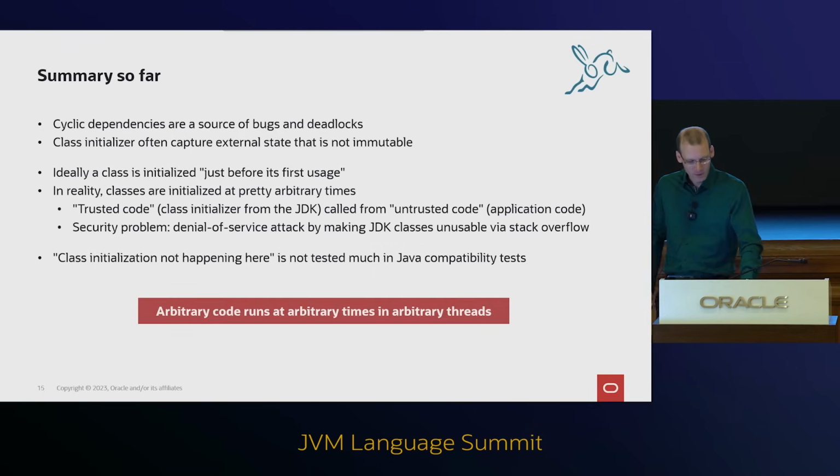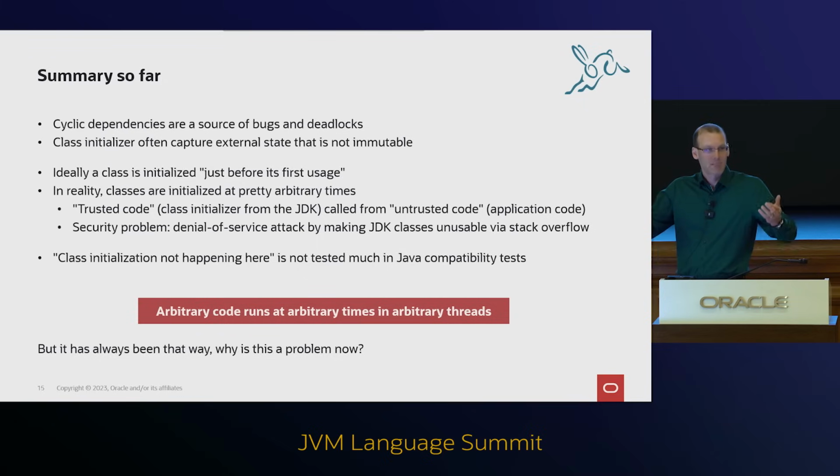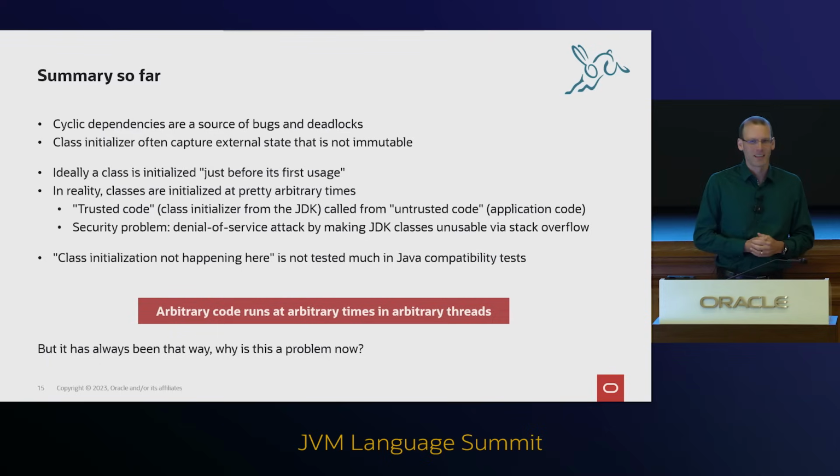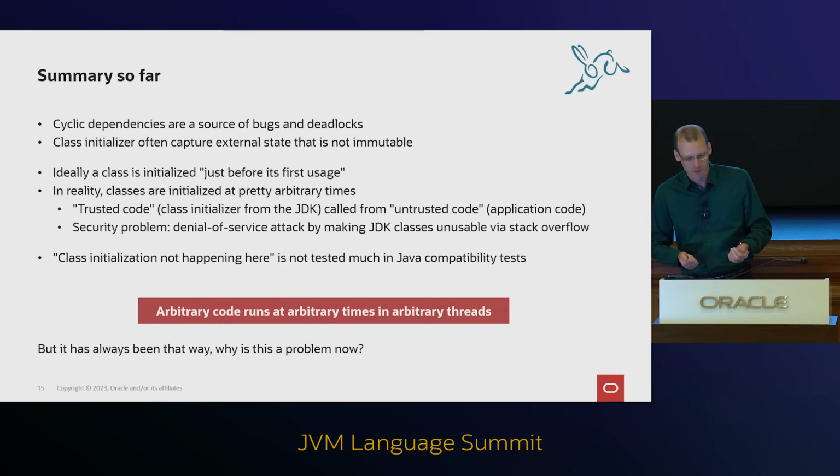So arbitrary code runs at arbitrary times in arbitrary threads. That's the summary of class initialization. But it has always been that case. We now have nearly three decades of class initialization in Java, so why is this a problem? Well, first, of course, it's never too late to improve and to fix long-standing problems.